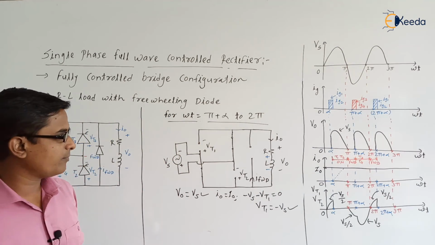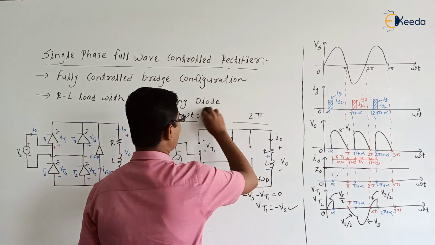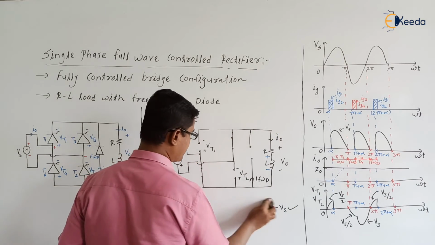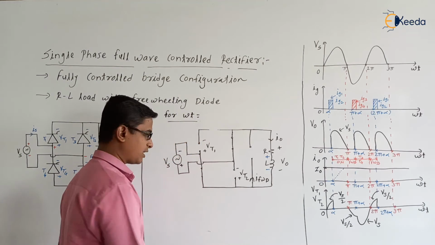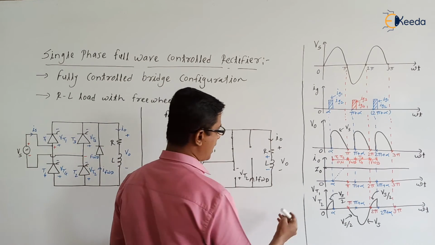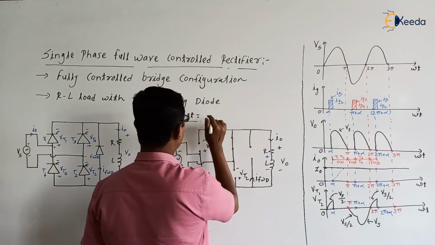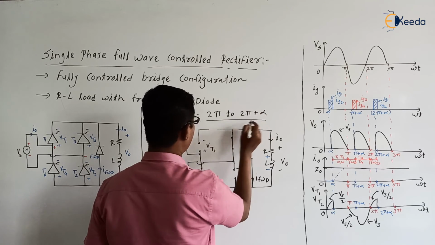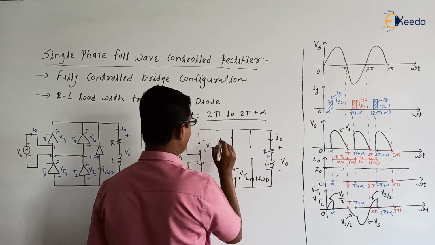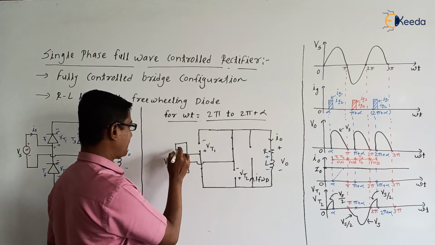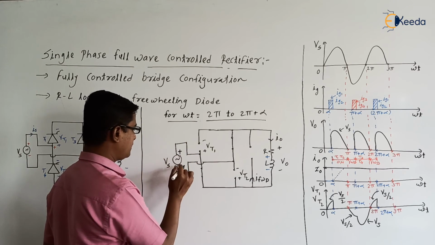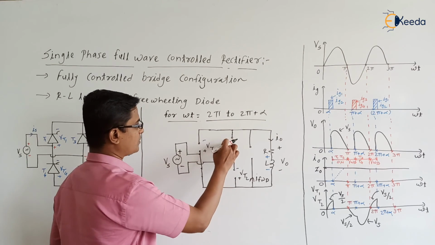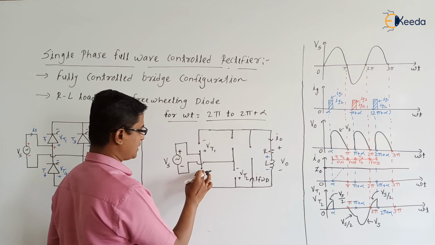Next, from 2 pi to 2 pi plus alpha, what will happen? At 2 pi, the current flowing through the inductor is I0. After 2 pi, the supply voltage polarity is reversed, means plus here and minus here. Due to that, these two thyristors will feel the reverse voltage and they will turn off.